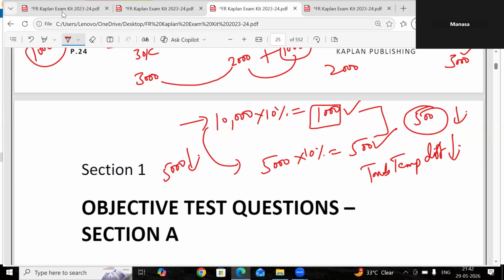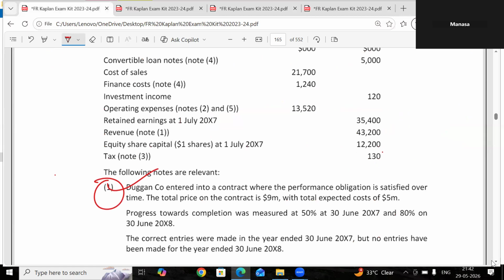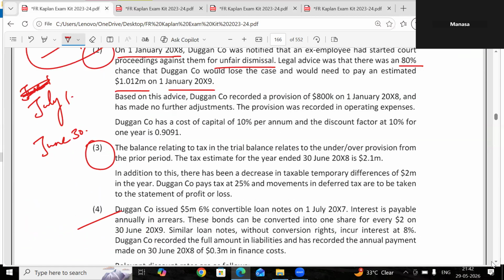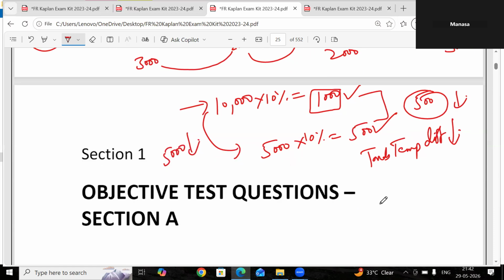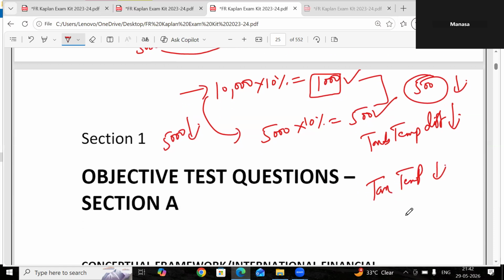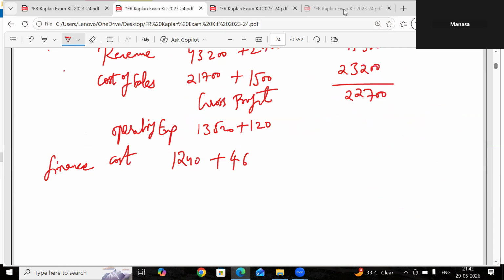So in our example, in our question, what they have given is this. Does everyone understand this adjustment? Any doubts? No doubt. So if the taxable temporary difference reduces, it decreases your tax expense. So your tax expense is reduced, and you need to adjust this year. We are going to adjust that right now.